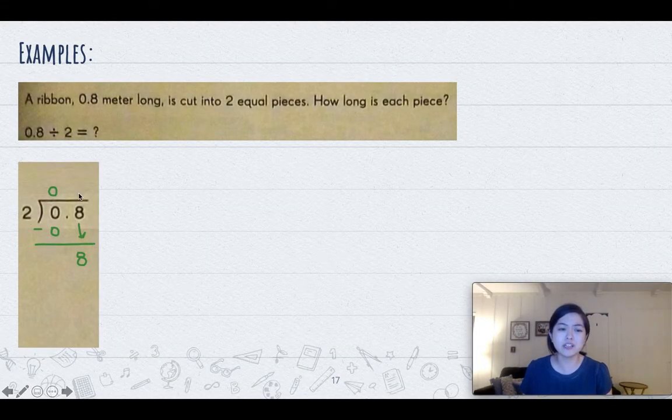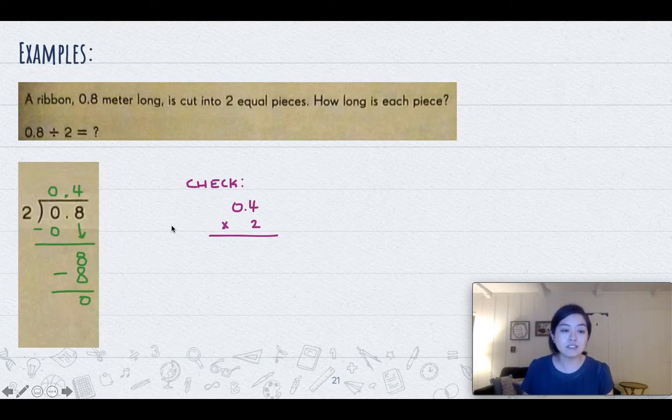2 times what gets you 8? It's 4. 2 times 4 gets you 8. So let's subtract that from 8. 8 minus 8 gets you 0. But we're not done because we have to remember our decimal point. Wherever it is here, you're going to put it up there in the quotient spot. Okay? Right here. Do you see that?